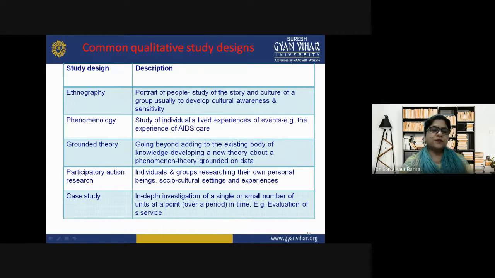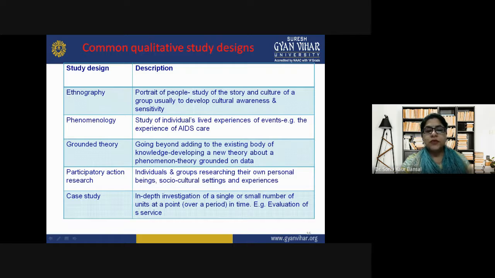So what type of description do we give to it when we are talking about qualitative study? First of all, ethnography: this is a portrait of people, a study of the story and culture of a group, usually to develop cultural awareness and sensitivity. Then phenomenology is the study of individuals' lived experience of events, for example, the experiences of AIDS care. This is how the lived experiences of events are studied in phenomenology.